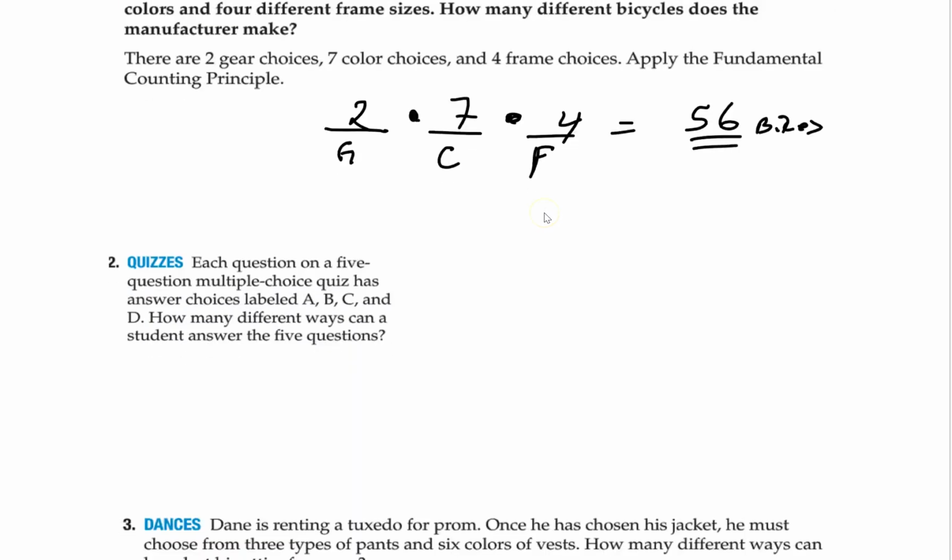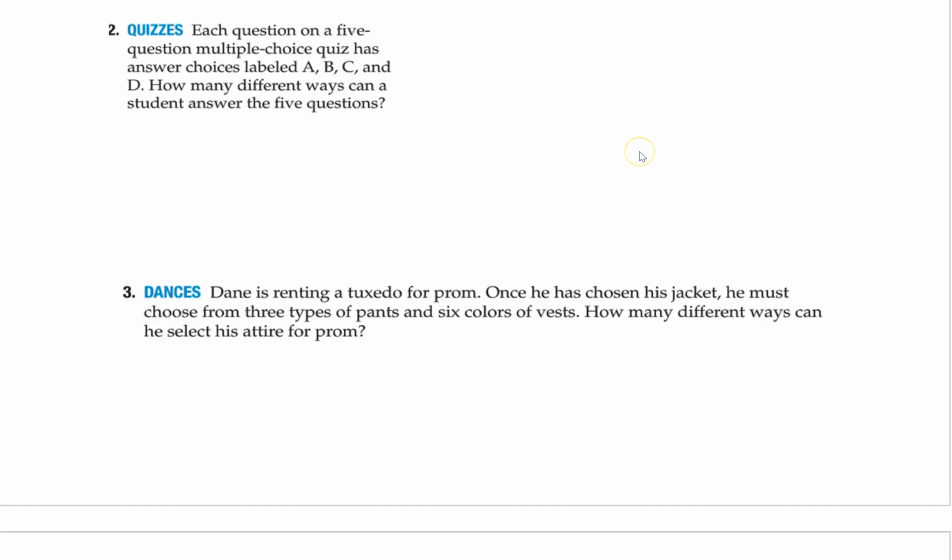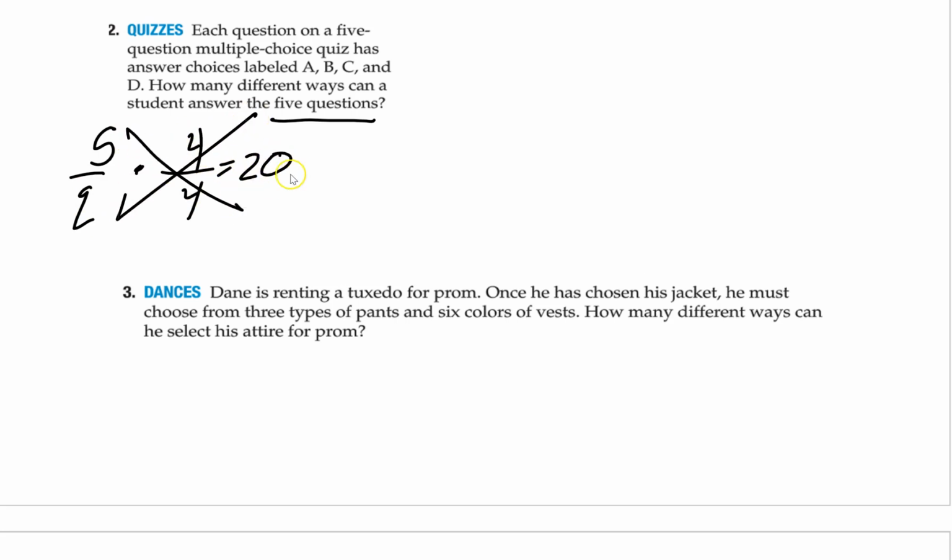Let's do a slightly trickier one. On a quiz, each question on a 5-question multiple choice quiz has answer choices labeled A, B, C, D. How many different ways can a student answer the 5 questions? So here's the thing that's a little tricky about this one. A lot of people want to go, oh, there's 5 questions and there's 4 possibilities. So oh, you get 20. That's actually not right.